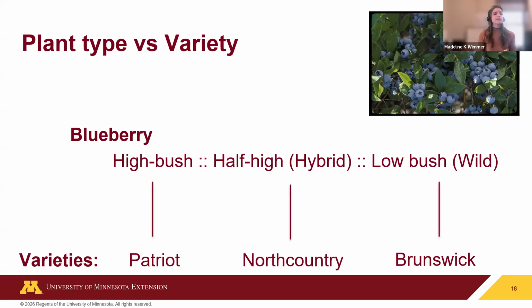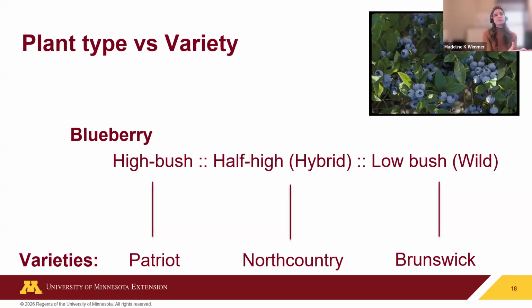And here I have another example with blueberries. You have high bush blueberries, you have half high or hybrid blueberries, some of which were developed with our breeding program, and then you have low bush or wild blueberries. So when you're thinking, I want to grow blueberries, you need to think about, well, what type? And will that work for you, based on your environment and how you want to grow your crop? And then I have examples of varieties under here, which were bred.